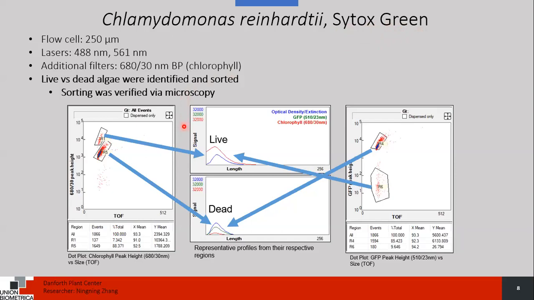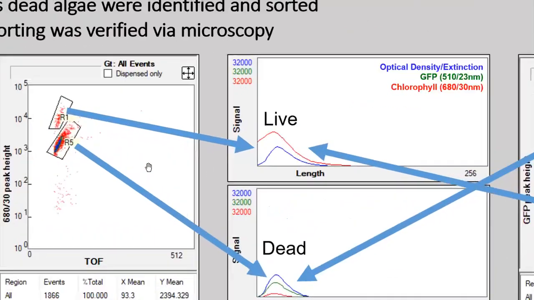The experiment was, we analyzed them, we sorted out live ones, we sorted out dead ones on the basis of the green and the red fluorescence, and verified it by microscopy. Now, how does that experiment look? How do you do that experiment?